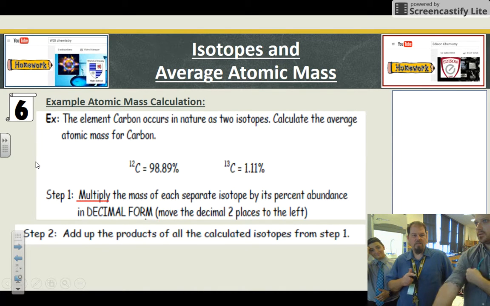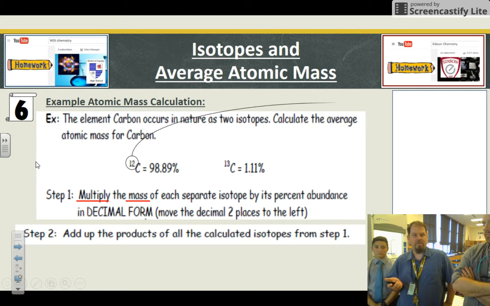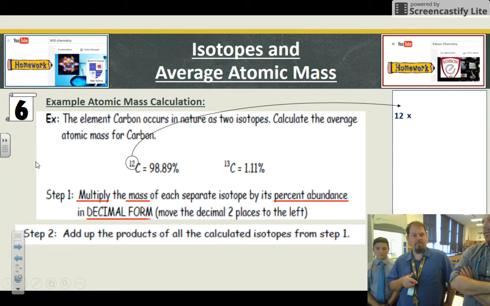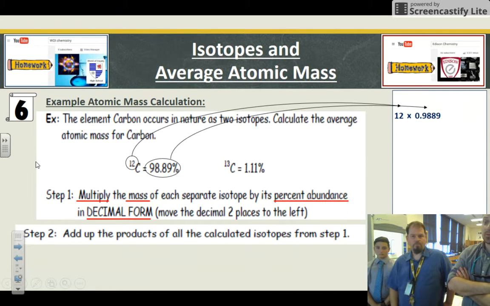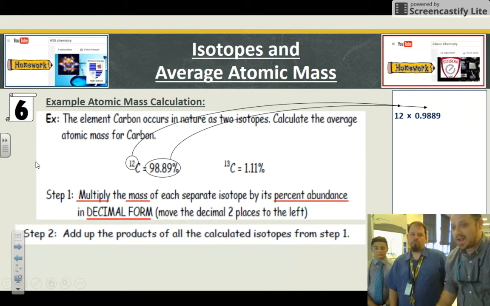Step 1 says, let us multiply the mass. So there's the mass, 12, and we're going to multiply it by its percent abundance, but specifically in decimal form, because remember, percent is always part over whole times 100. So we got to get rid of that 100. We just want the part over the whole piece. So I take this number and convert to a decimal. You divide by 100 to move the decimal 2 spaces to the left.